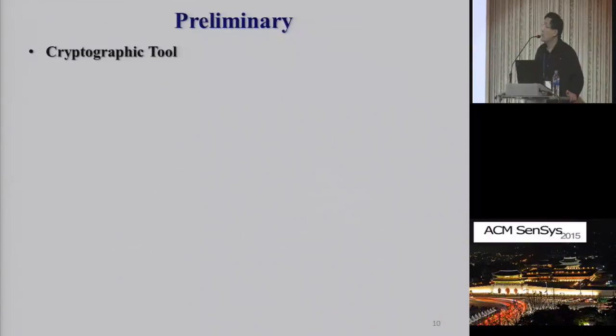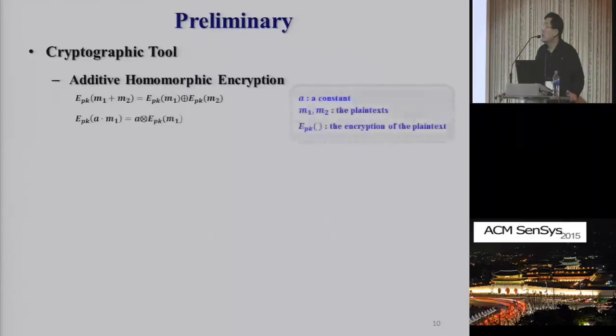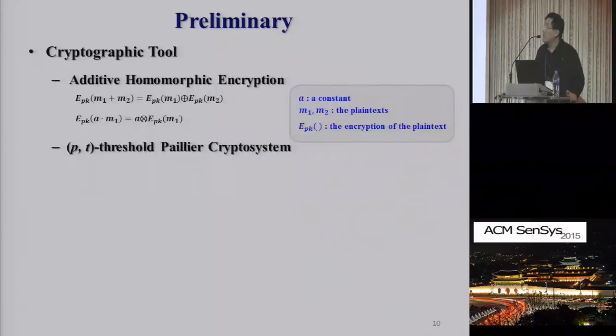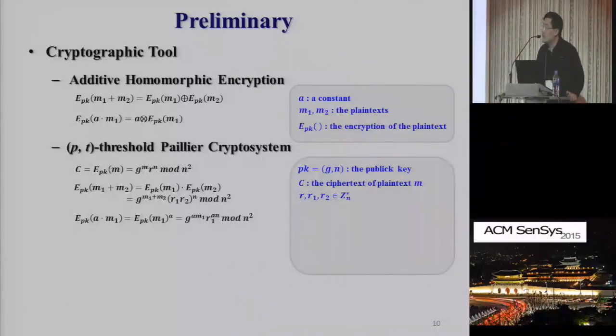Next, I'd like to introduce the cryptographic tool we used in this paper. We used the additive homomorphic encryption method. Generally, a cryptographic scheme is said to be additive homomorphic if it has these two operators that satisfy these two homomorphic properties. In particular, we use the widely used homomorphic encryption method, the Paillier threshold cryptosystem. Under this system, the encryption of the summation of two different numbers is equivalent to the product of the two encrypted numbers. On the other hand, the encryption of a multiple of a number is equal to the exponential of the encrypted number.